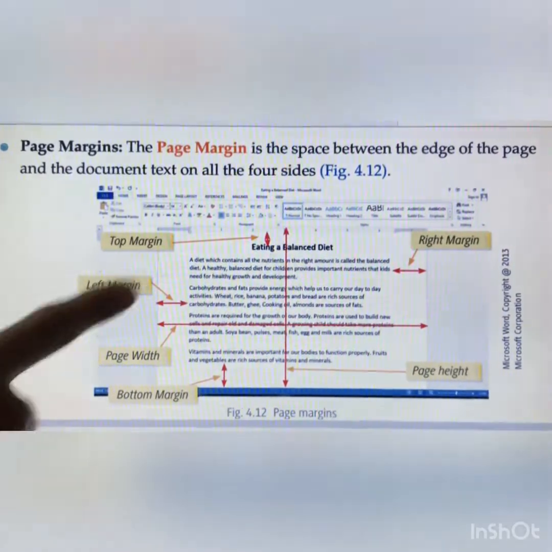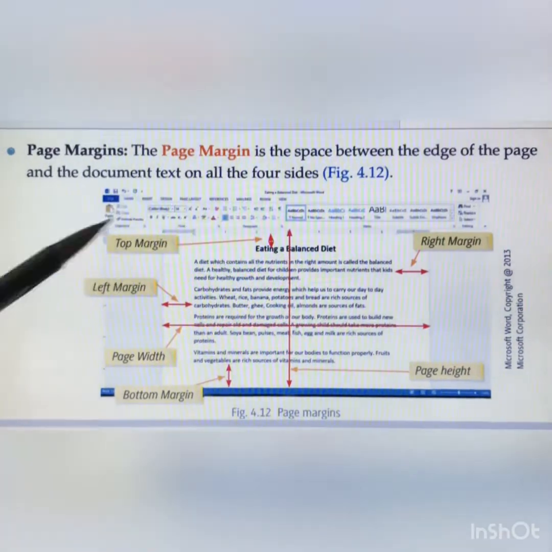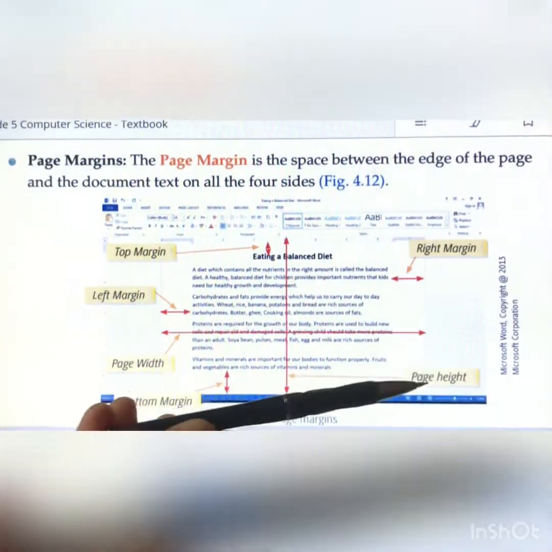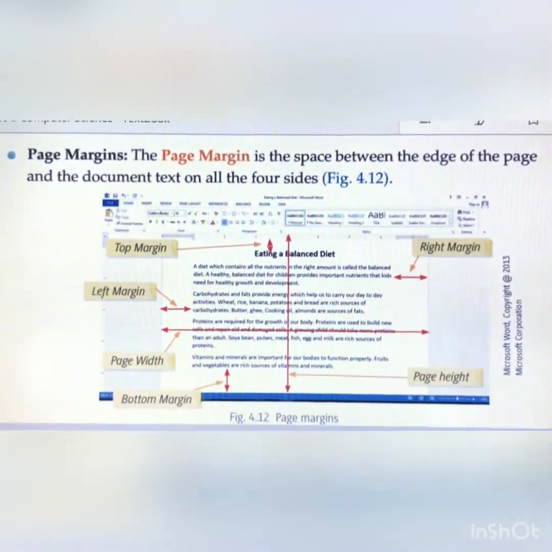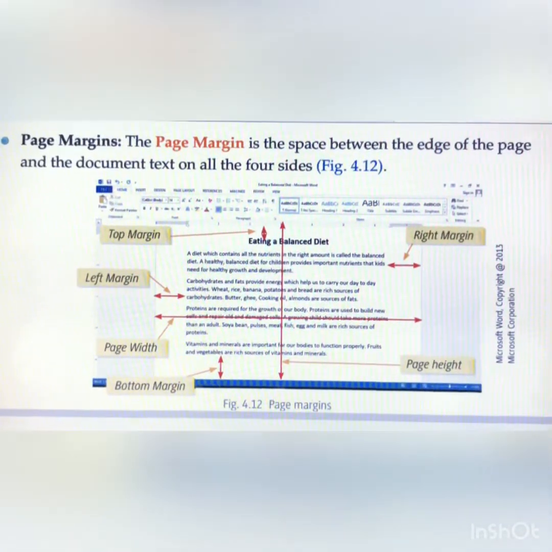Sizing, four sides: up, down, right and left. So the margins are top, left, bottom and right margin. So these are the page margins. Okay, this is the way how to set up page margin.